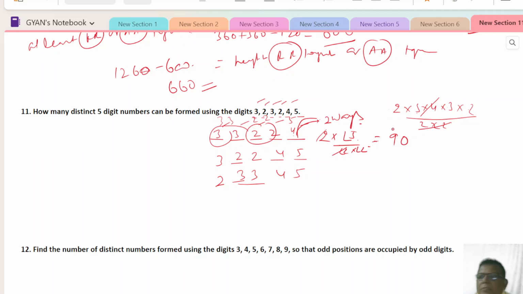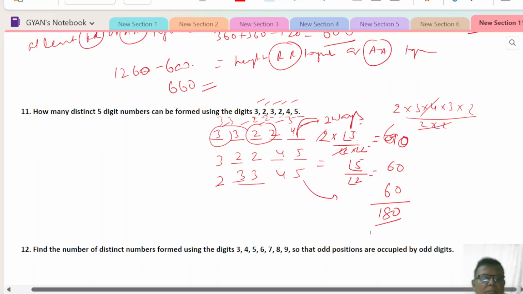It will be 60. And this will be factorial 5 divided by factorial 2. So that is also 60. And this is also 60. So total 180. So 180 will be the answer.